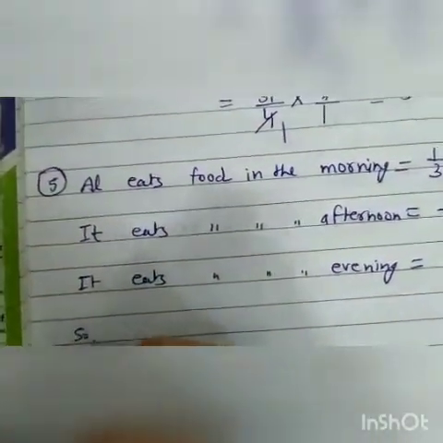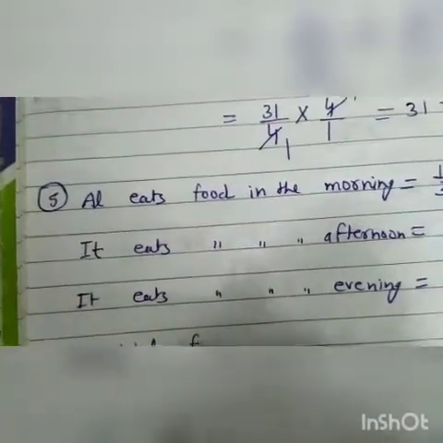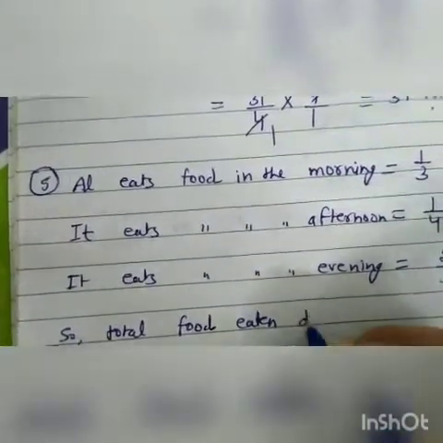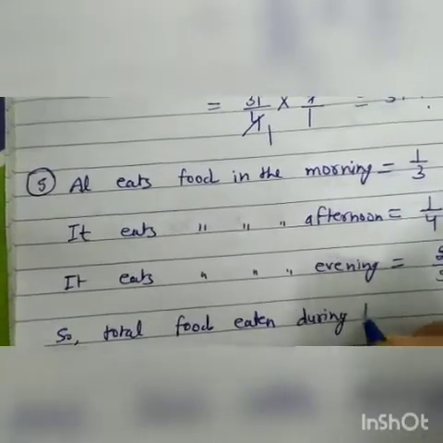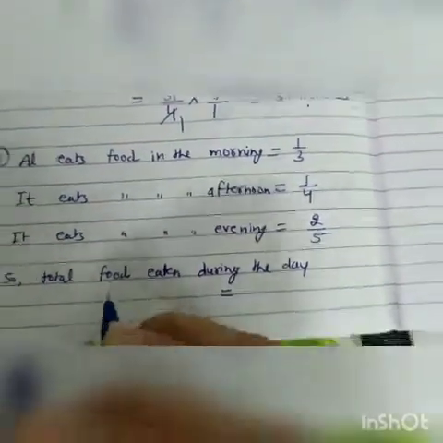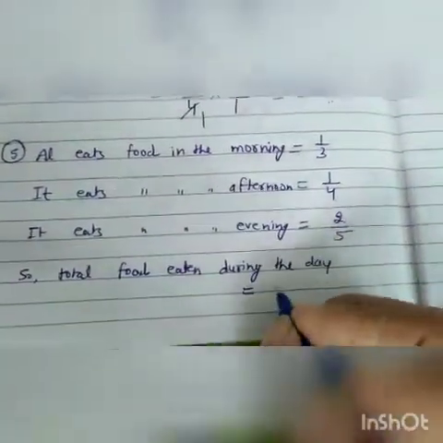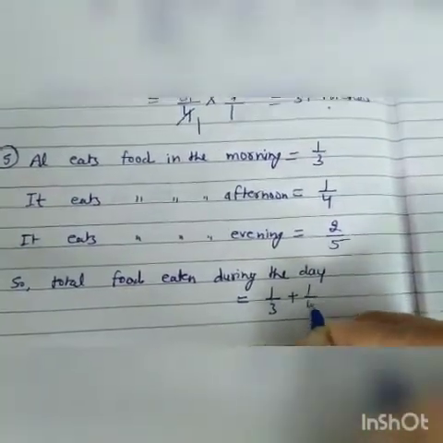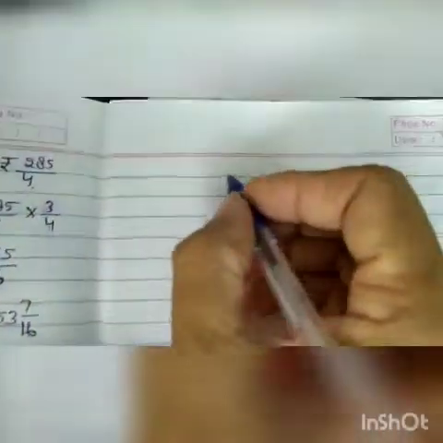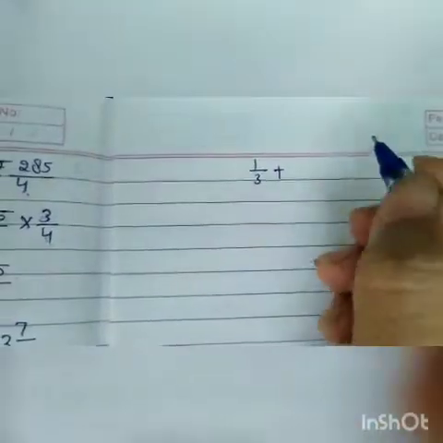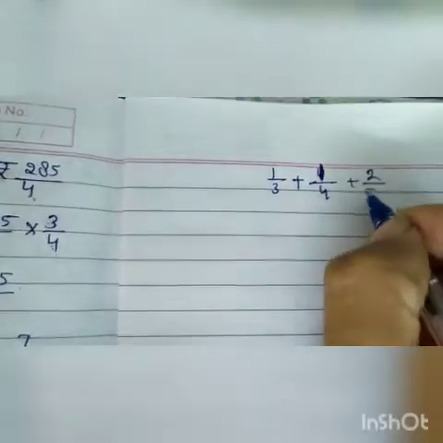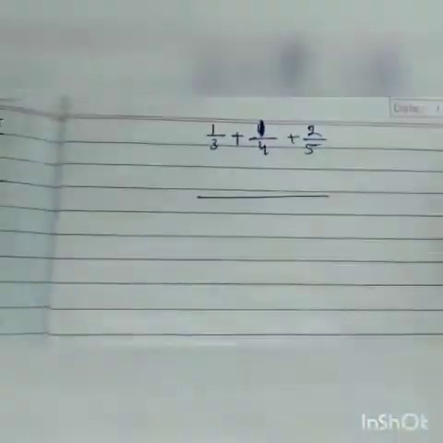So total food eaten during the day. We have to find total food. So to find total food, we will add all these three parts: 1/3 plus 1/4 plus 2/5. So students, 1/3 plus 1/4 plus 2/5. First we will find its LCM.